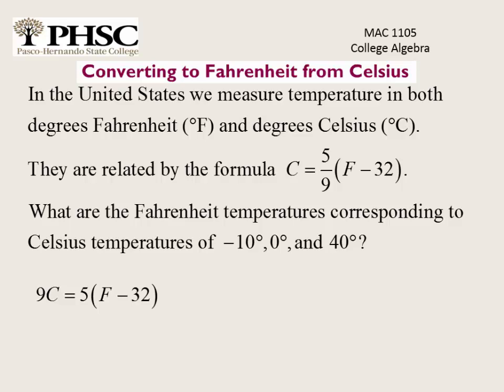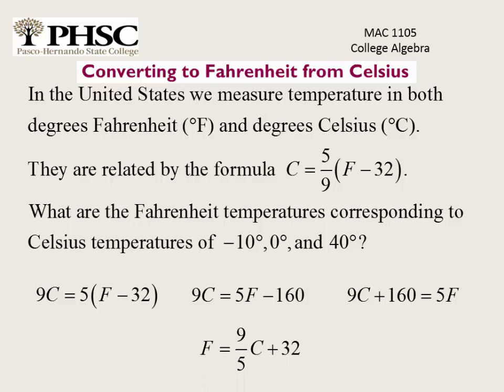Since we're solving for F, we have to have F by itself, right? Now, there are several ways that we can do this. The first thing that we did is multiply both sides by 9 to move the 9 over to the left side. And then we distributed the 5. So 5 times F is 5F, and 5 times negative 32 is negative 160. And then we just add 160 to both sides, and then we solve for F.